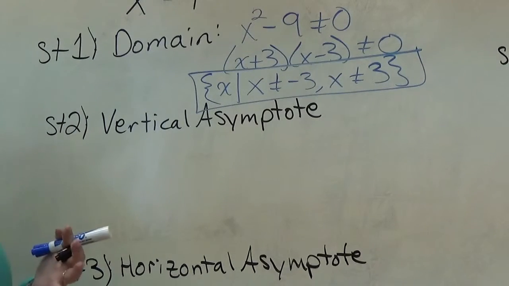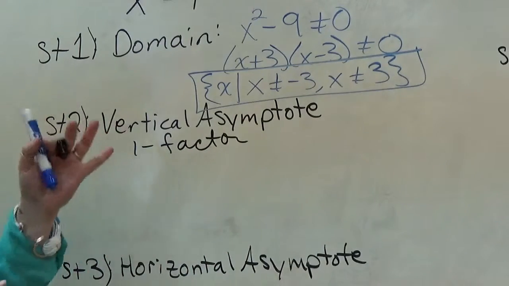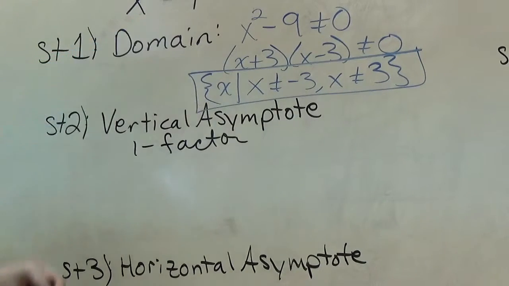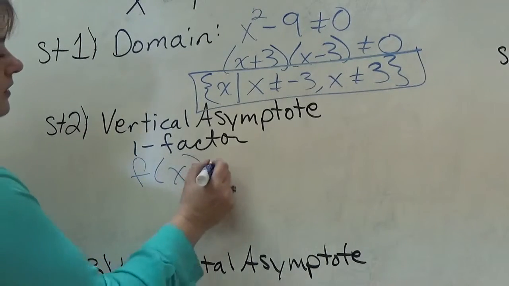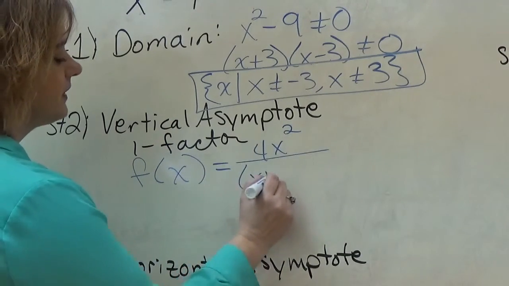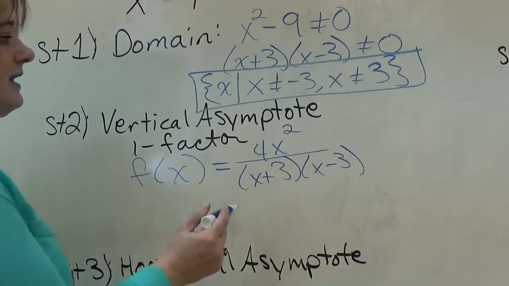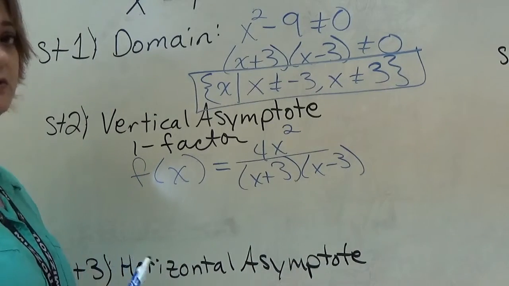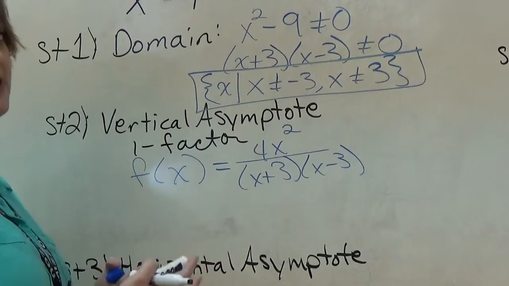Okay, so for vertical asymptote, remember the first thing we had to do was we had to factor the numerator and the denominator. Okay, well the nice thing is by finding the domain we did the factoring. We didn't have to, but we did. So our equation is actually f of x equals 4x squared over x plus 3 times x minus 3. The reason we do that is to see if anything cancels, and we cannot cancel anything. Because in order to do your vertical asymptotes, you have to have your function in simplified form. Okay? So this is as simple as it gets, nothing cancels out.